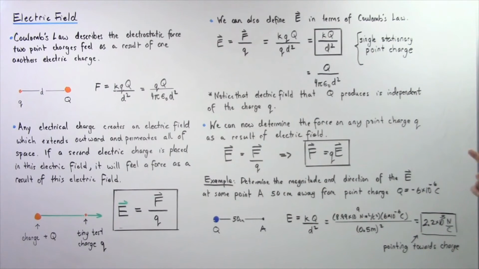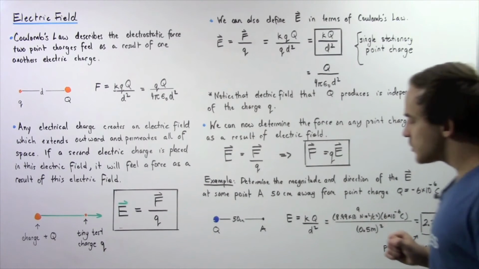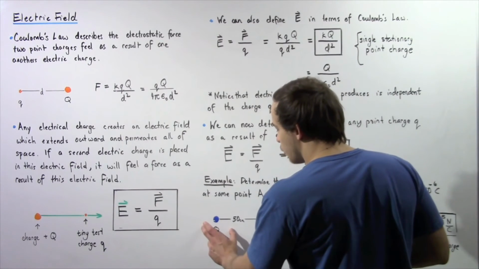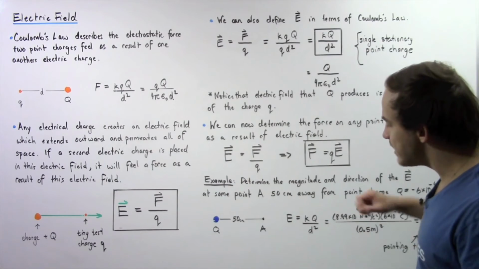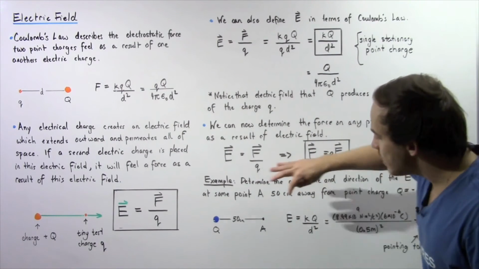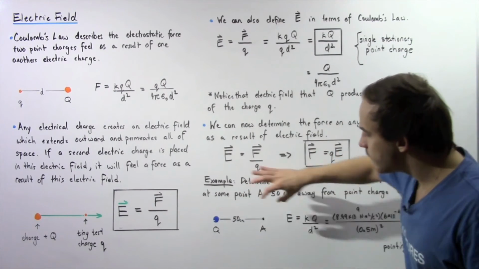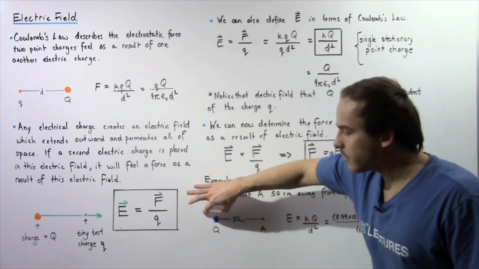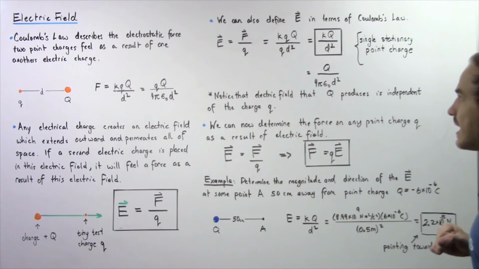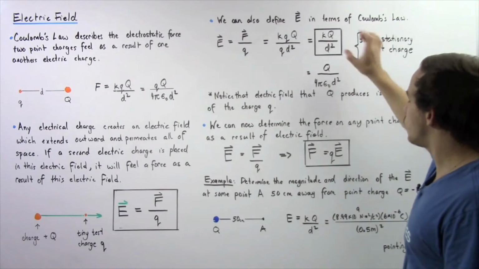Determine the magnitude and direction of the electric field at some point A 50 centimeters away from point charge Q that has a quantity of -6 times 10 to the -6 coulombs. So here we have our charge Q, and we're trying to calculate the electric field at this point A, a distance of 50 centimeters from this charge. So we essentially want to use the following equation.